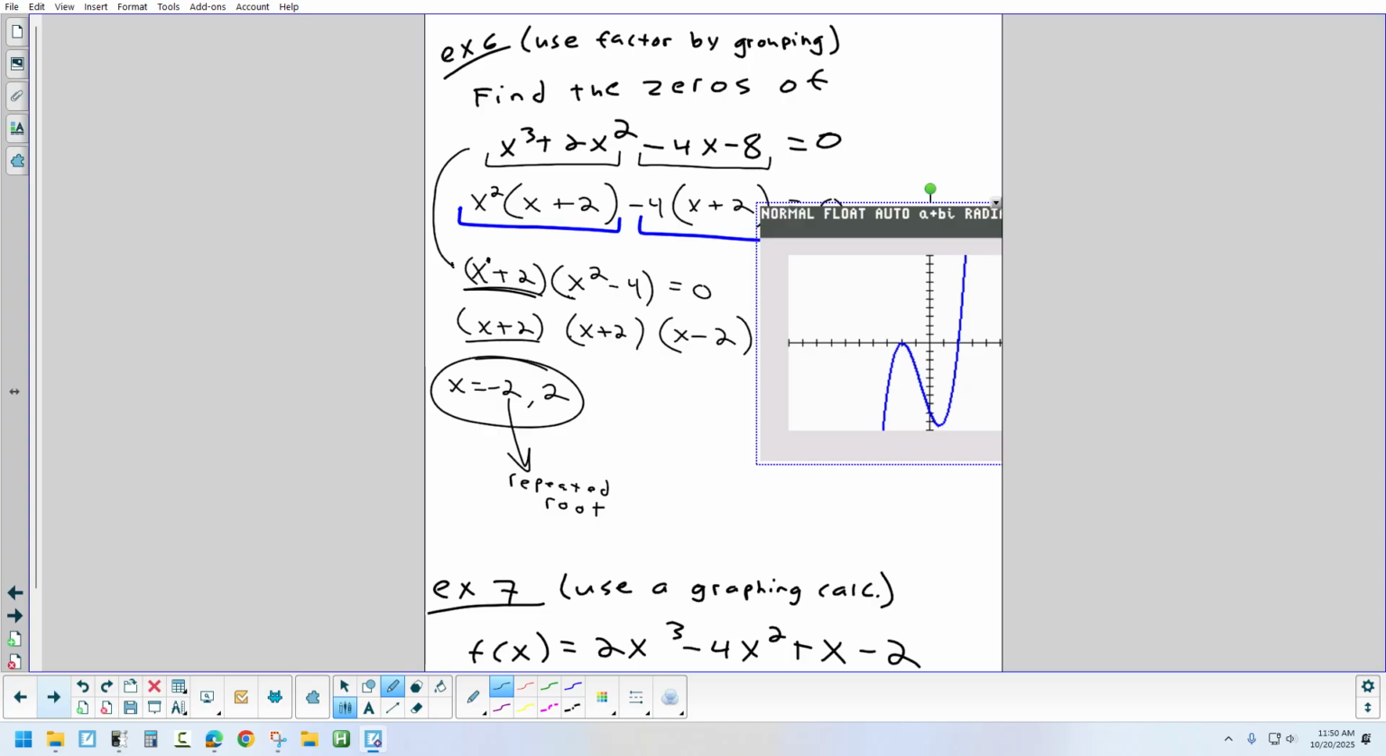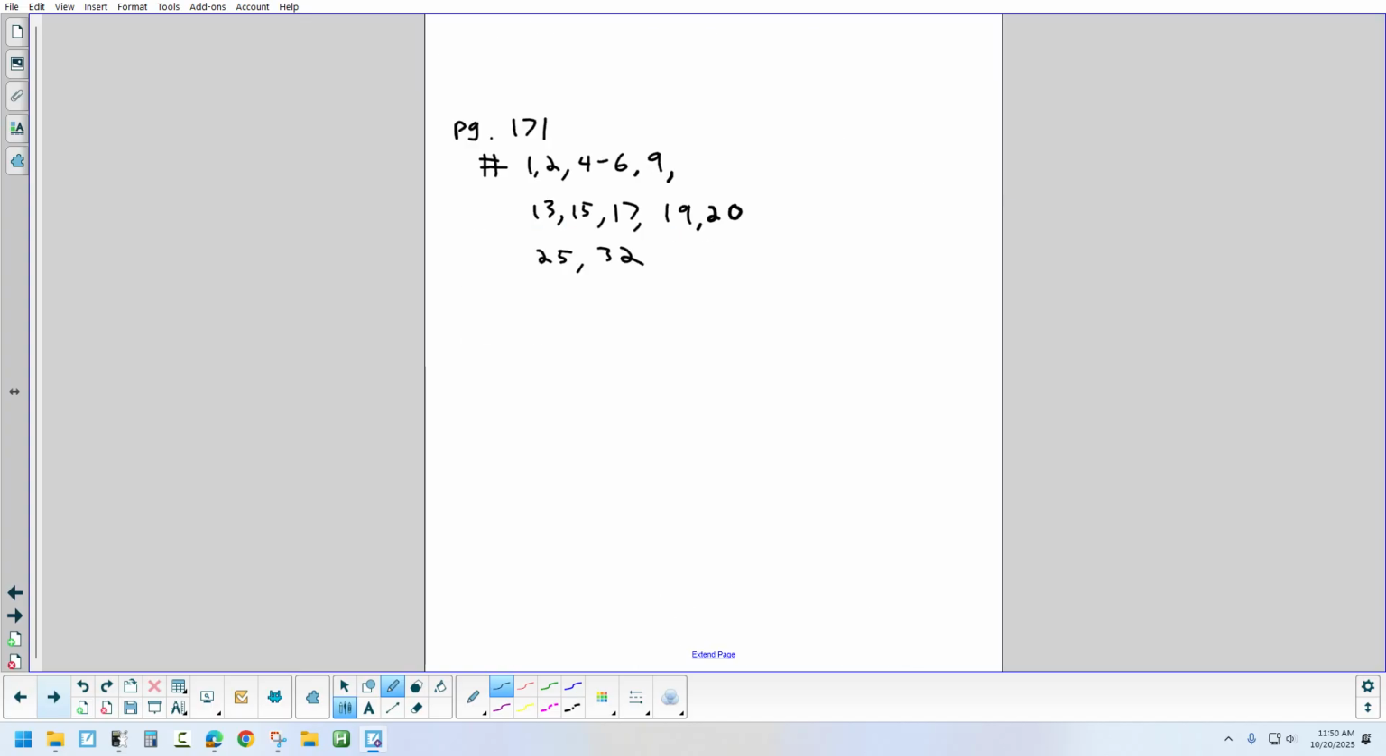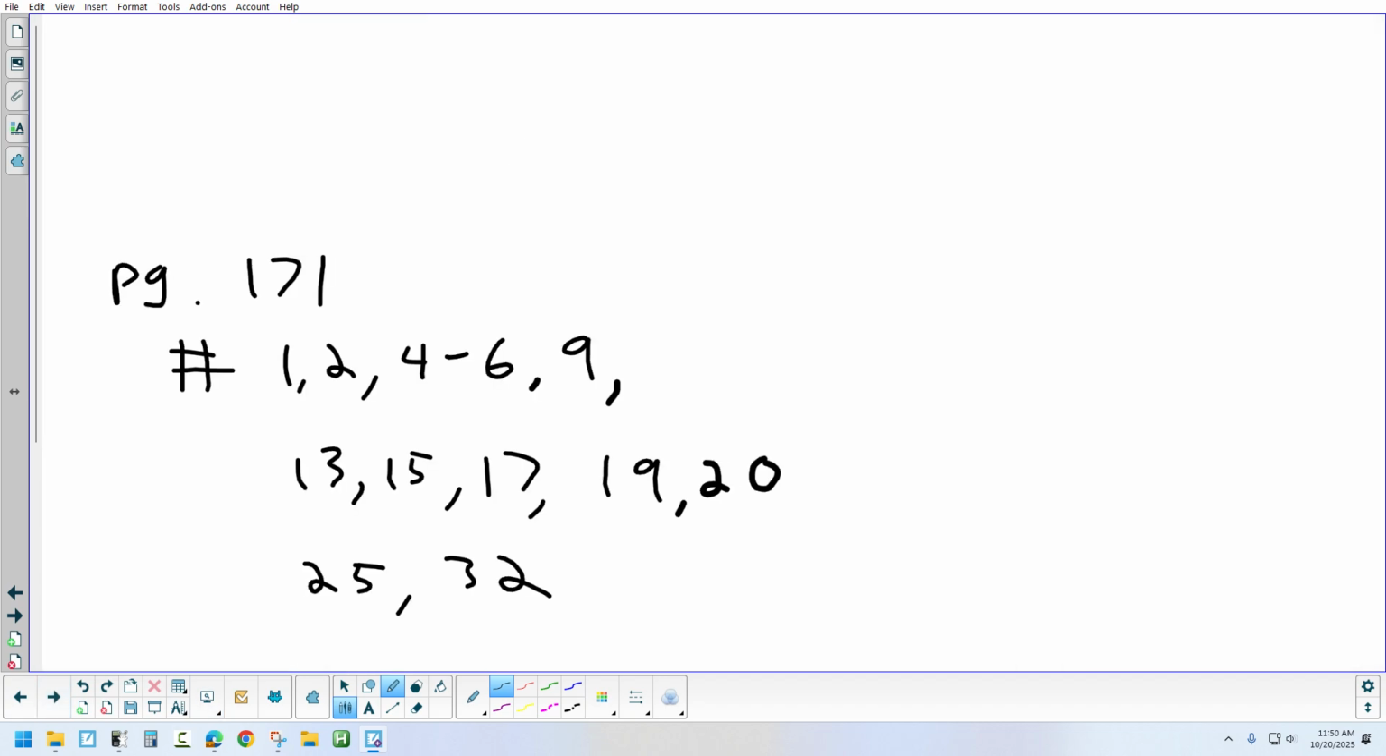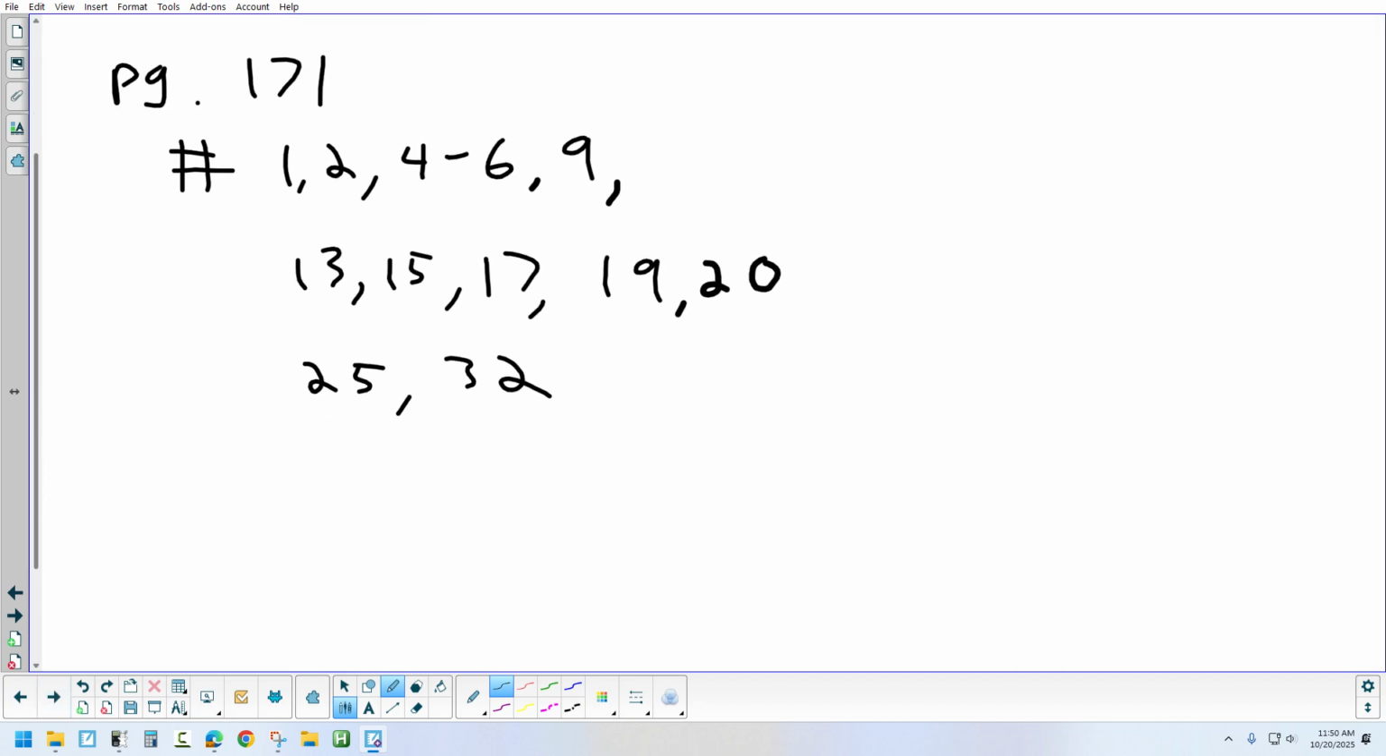All right, so that's 3.3. So tomorrow we'll look at a faster way we can do long division. Sometimes we have to do long division, sometimes you don't. You can do it a little bit shorter with what's called synthetic division. Okay, so those are the problems for tonight.